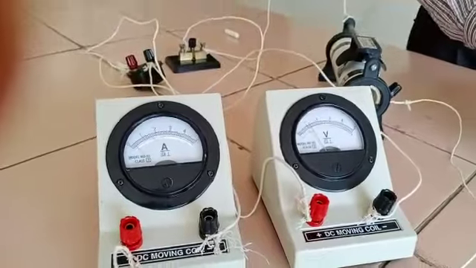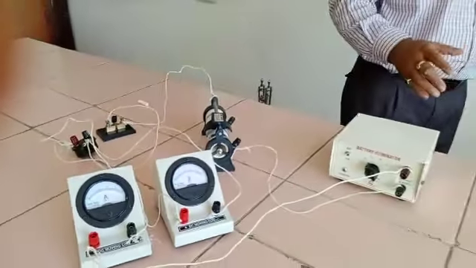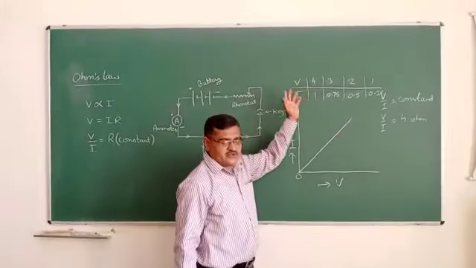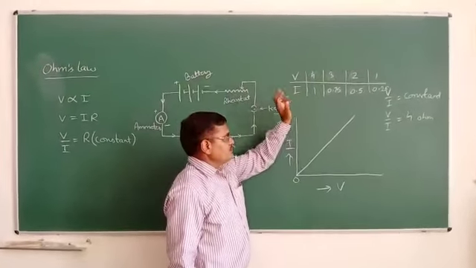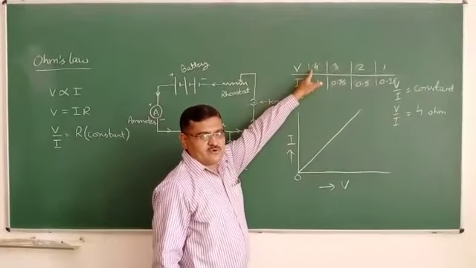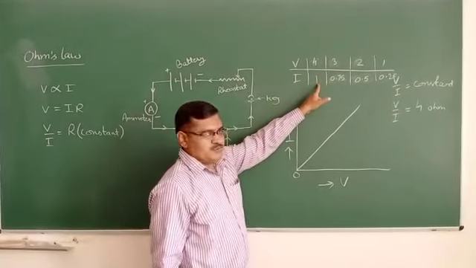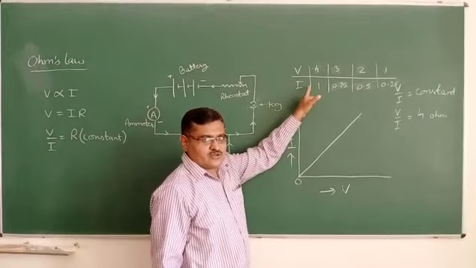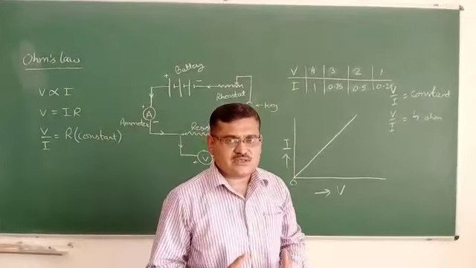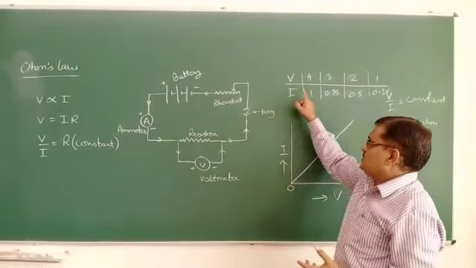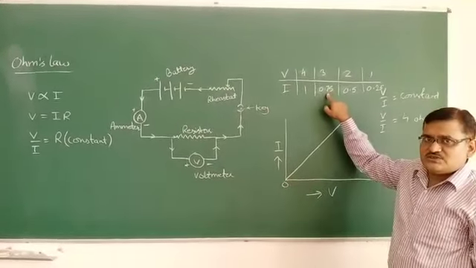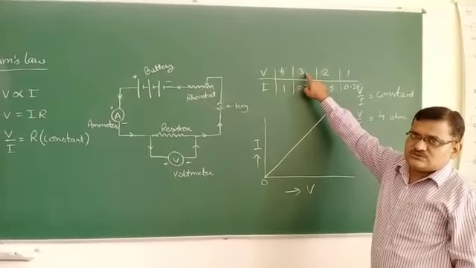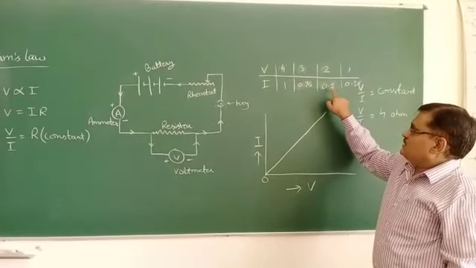If I want to make the graph, I need various readings of the voltmeter and ammeter. Suppose the voltmeter reading is 4. At the same time, the ammeter reading would be 1. So the ratio is 4 by 1, which is 4. So the value of the resistor is 4. Similarly, I change the value of current. Suppose now the current is changed and it is 0.75. The value of V is also changed, and so on.